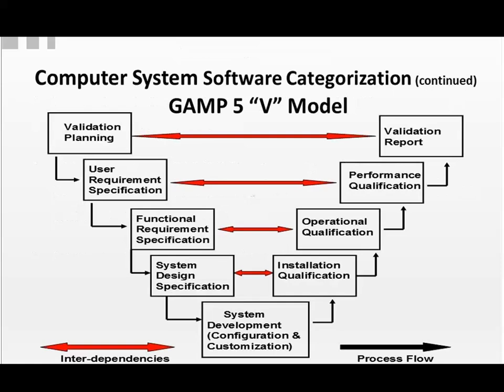The GAMP-5 V model gives you a good way to look at the overall process for validation. As you go down the left-hand side from the top, you start with your validation plan. Now, you may or may not have a user requirement specification. That's typically a very high-level business language type of requirement that the person in the business is going to ask for. I want a system that records data. The functional requirement specification breaks down the user requirements into very detailed functional requirements. The functional requirements are the what the system does. The system design spec or configuration spec is how the system delivers that functionality.